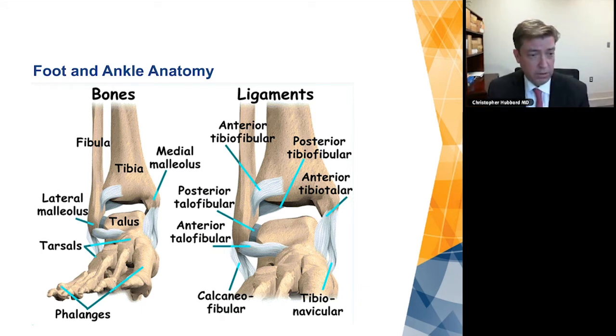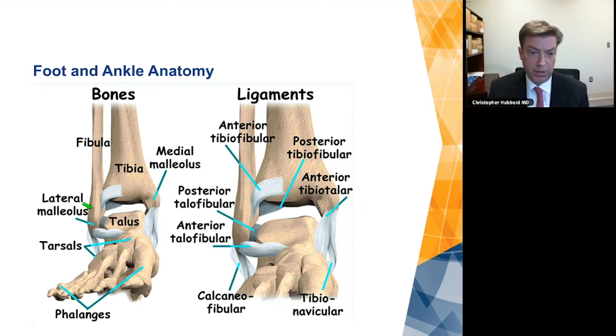But the basic anatomy or bones of the ankle and the foot include the tibia, the fibula. You have the medial malleolus, which is the inner part of the tibia, and the lateral malleolus, which is the outer part of the fibula.